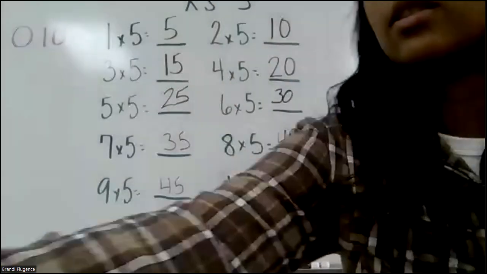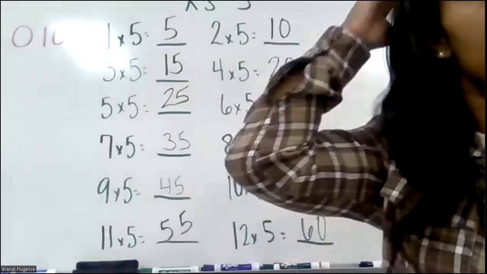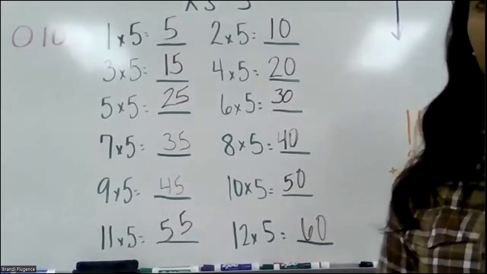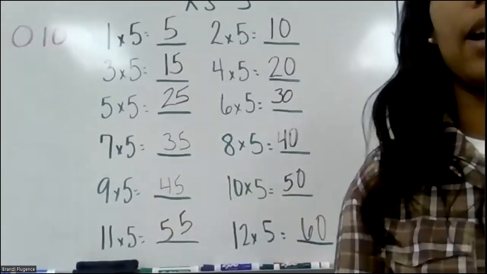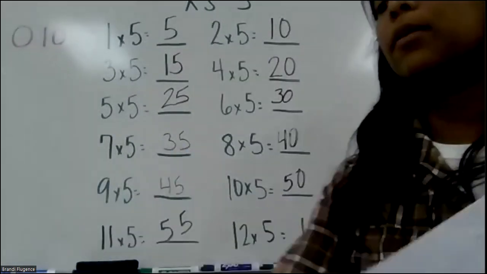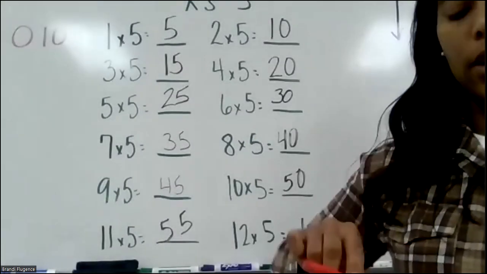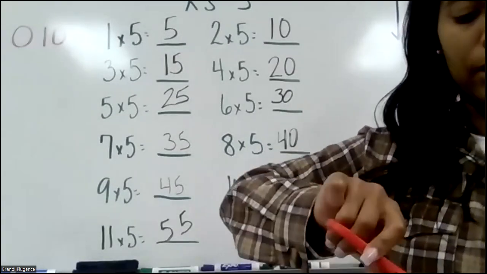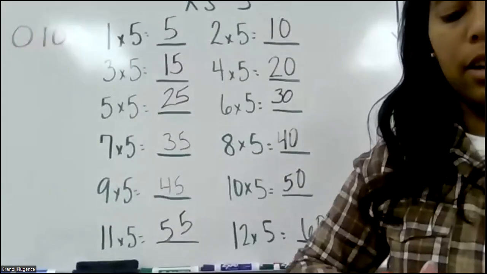7 times 5 equals 35. 8 times 5 equals 40. 9 times 5 equals 45. 10 times 5 equals 50. 11 times 5 equals 55. 12 times 5 equals 60. Yep. All right. Awesome, guys.